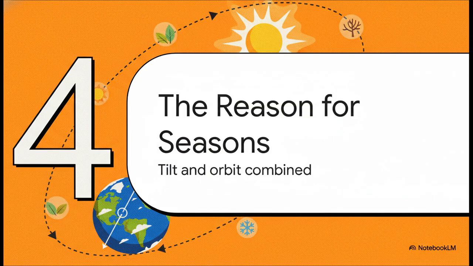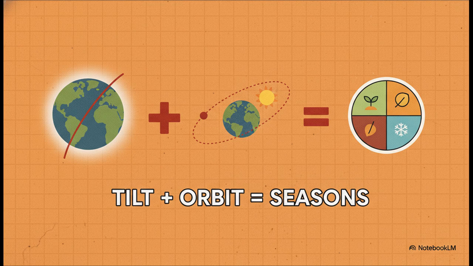Okay, this is the moment. This is where it all comes together. We're going to combine those two big ideas we just learned about, the tilt of the axis and the Earth's orbit, to finally understand the reason for the seasons. This is a classic exam question, so listen closely. The seasons are not caused by just one thing. They are the result of two things working together. Number one, the Earth's tilt, and number two, its revolution around the sun. You absolutely need both to get seasons.